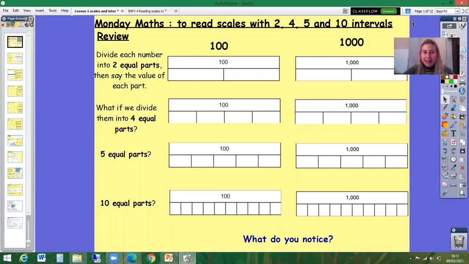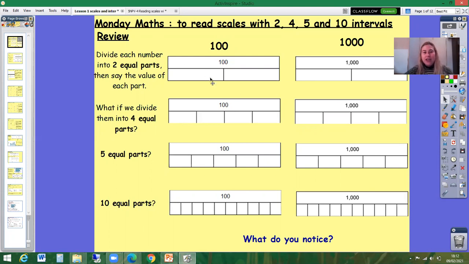Welcome to another Monday Maths lesson, and today we're looking at reading scales with 2, 4, 5 and 10 part intervals. So you've got two numbers to look at first of all. You've got 100 and you've got 1,000, and I hope you can see that those numbers are being split into a number of equal parts.